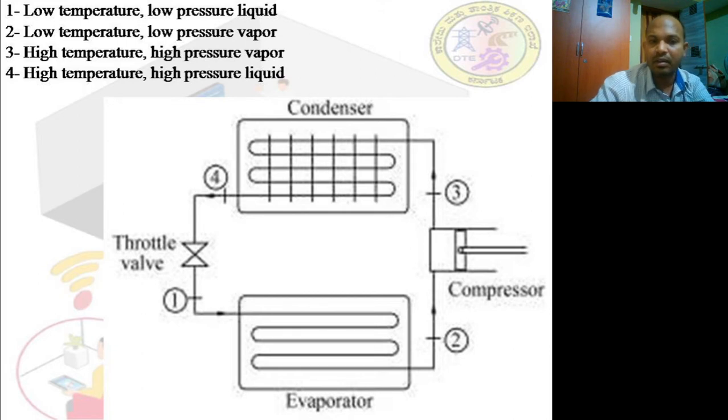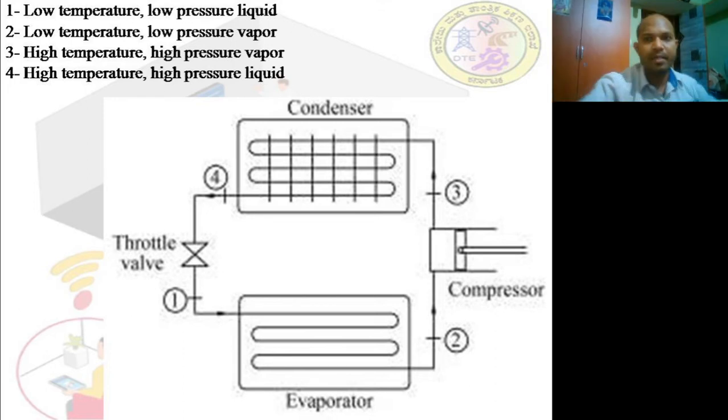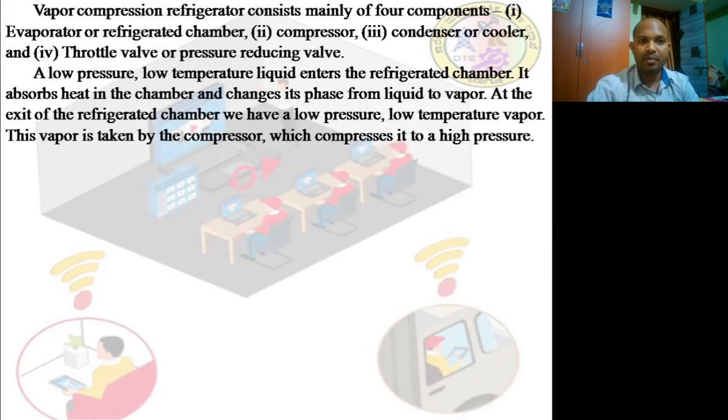Then it will flow through the throttle valve, which effectively reduces the high pressure and high temperature liquid to a low temperature and low pressure liquid. Is it clear? Further, the same thing will circulate again and again. Whatever electricity or power we supply is for the compressor to operate and do the work. Let me go through it.